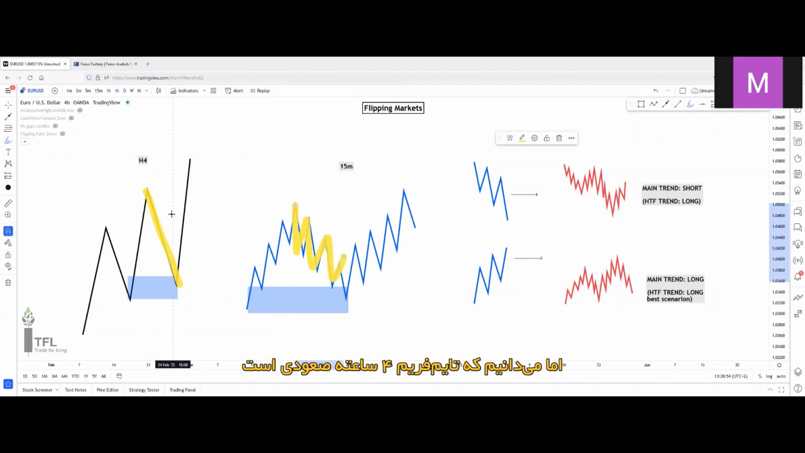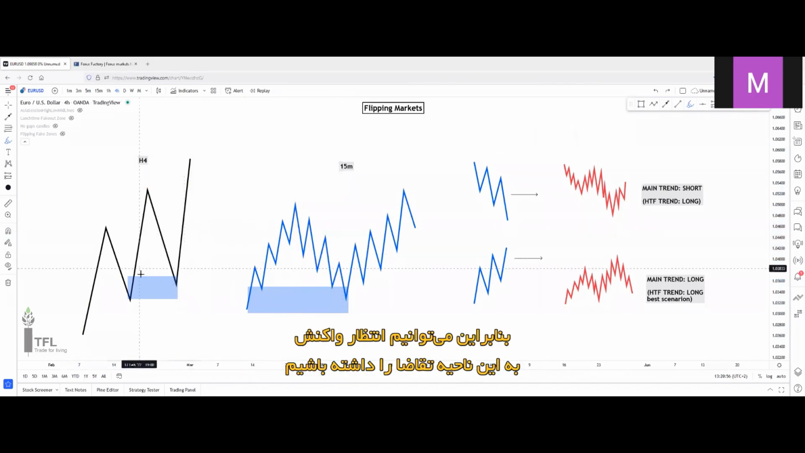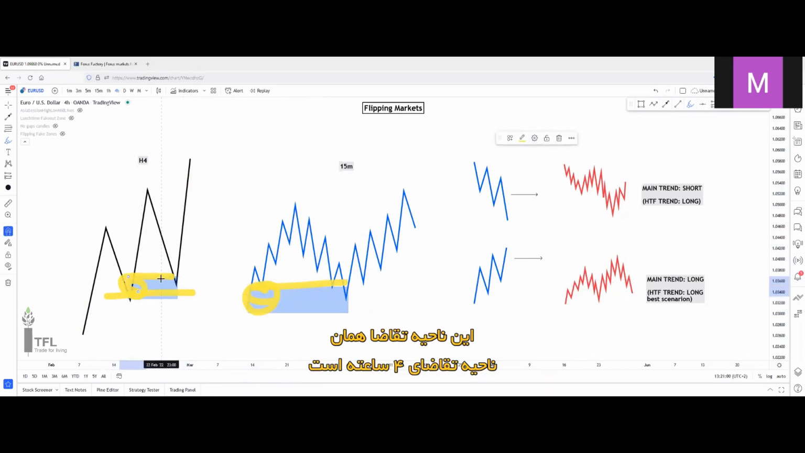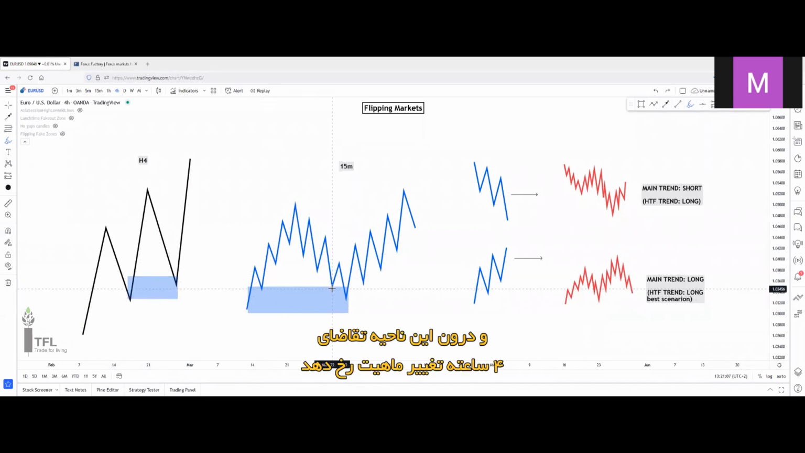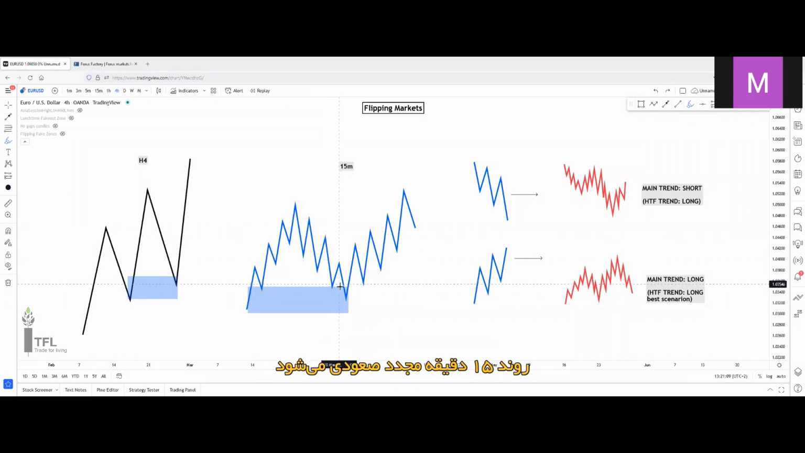But we know that the 4-hour time frame is bullish, right? So we can expect a reaction on this demand zone, of course. This is the 4-hour demand zone drawn right here. So if price taps this 4-hour demand zone and creates a change of character inside of this 4-hour demand zone, the 15-minute trend will turn bullish again. So the 15-minute will follow the 4-hour main trend.